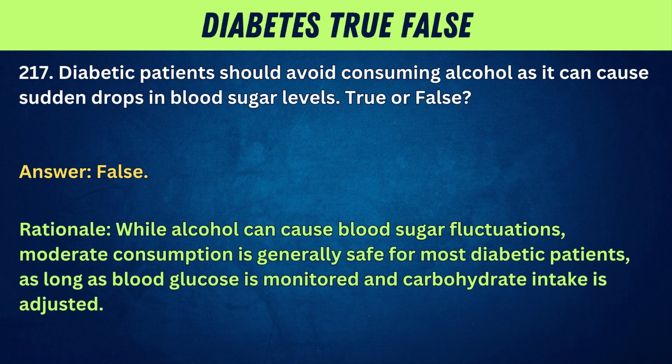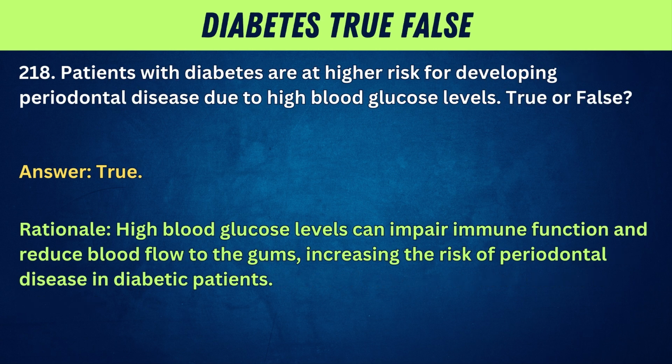217. Diabetic patients should avoid consuming alcohol as it can cause sudden drops in blood sugar levels. True or false? Answer: false. Rationale: while alcohol can cause blood sugar fluctuations, moderate consumption is generally safe for most diabetic patients, as long as blood glucose is monitored and carbohydrate intake is adjusted.